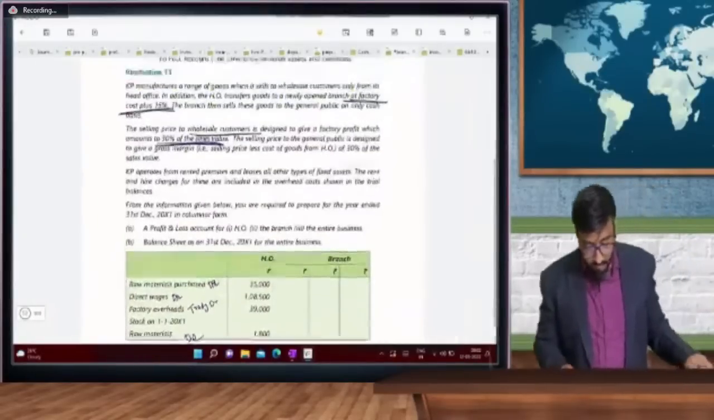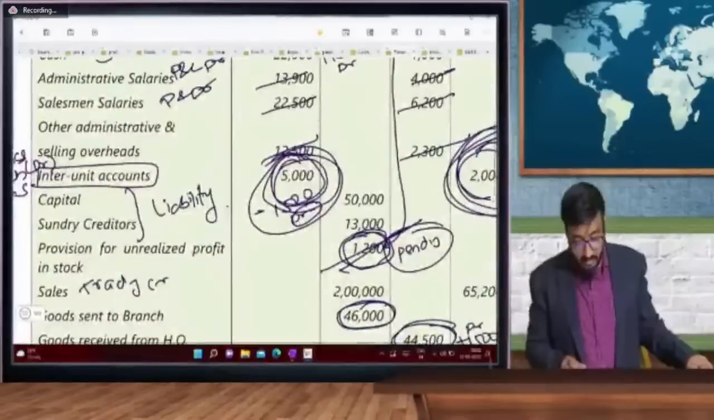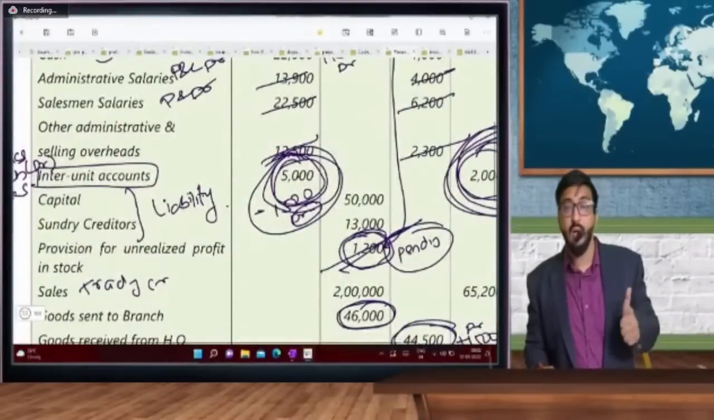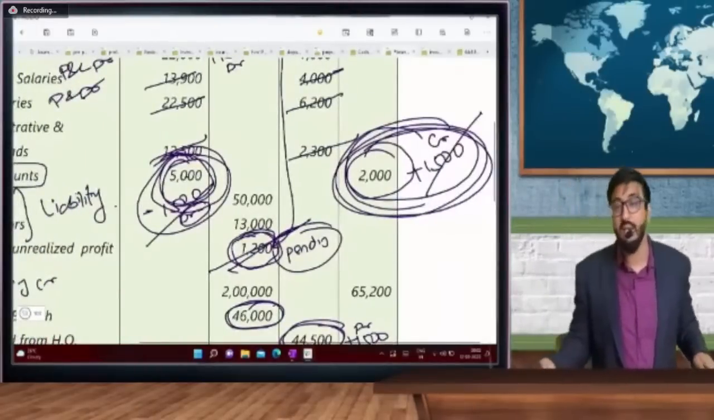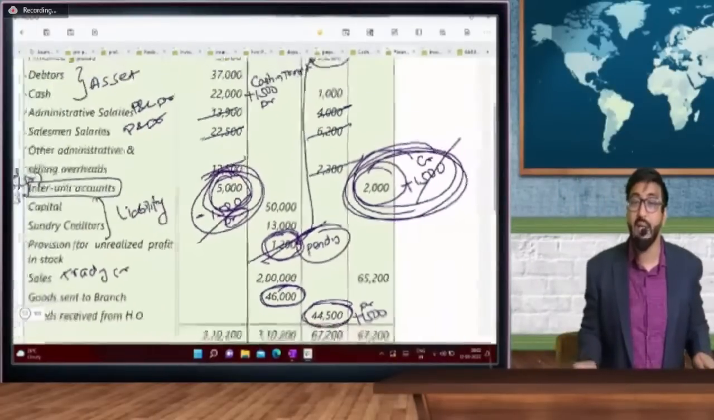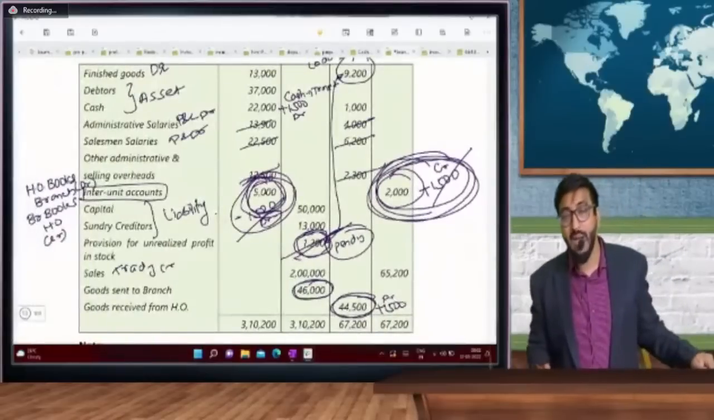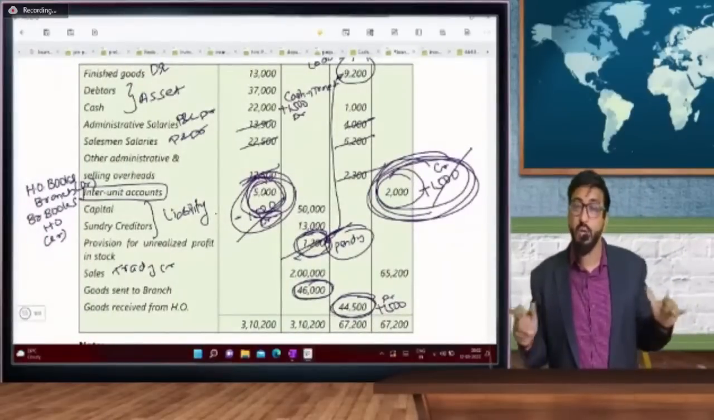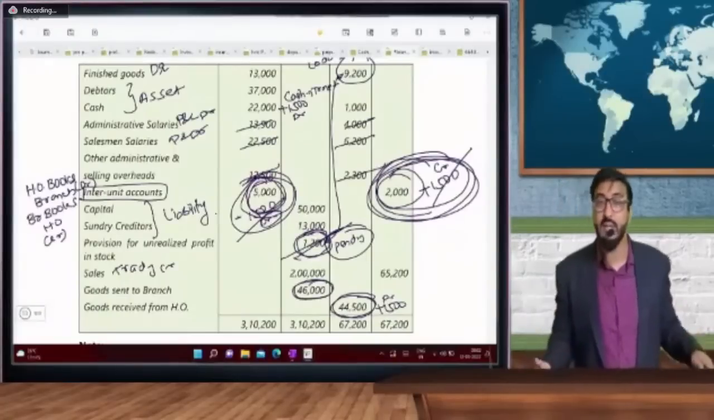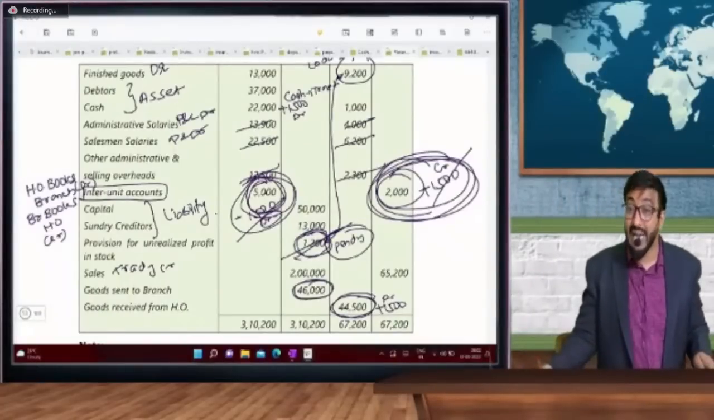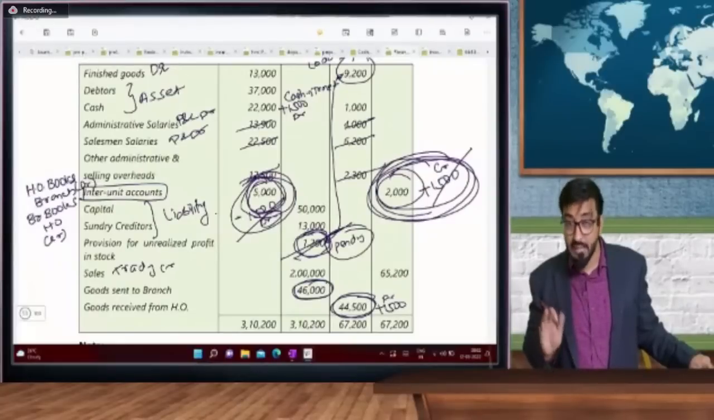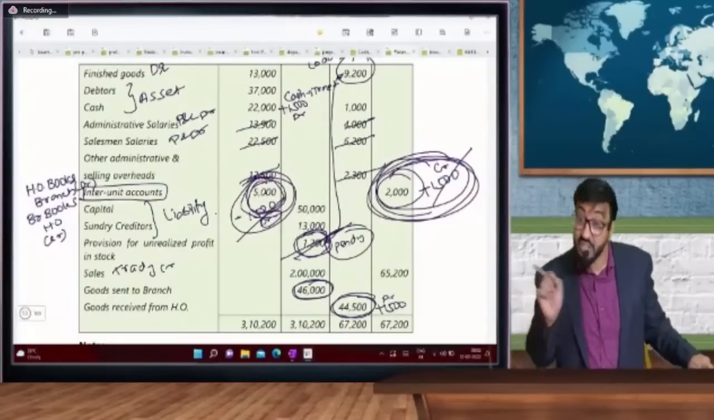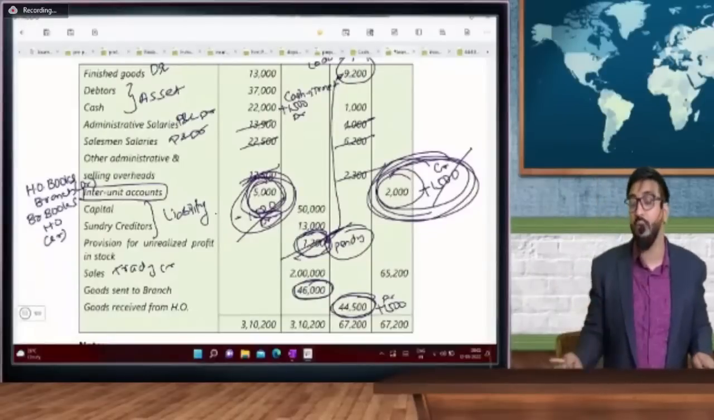Beta, inter-unit accounts. See, 5,000 and here it is 2,000. Now we will reduce cash in transit from 5,000 and we will add goods in transit of 2,000 rupees. So beta, inter-unit account is nothing but in HO books branch account and in branch books HO account, and that you got, you have to reconcile, and that reconciliation is possible only by updating your trial balance. And remember, without updating your trial balance, you should not proceed further to the posting part. So in the exam also, first do this reconciliation on the question itself, update your trial balance and then get the answer.